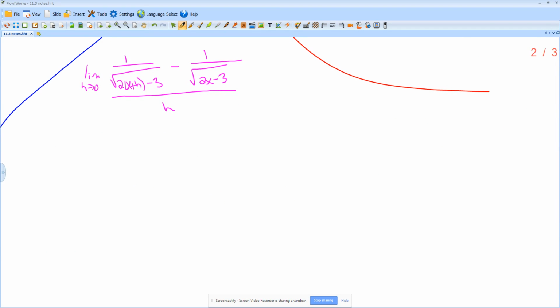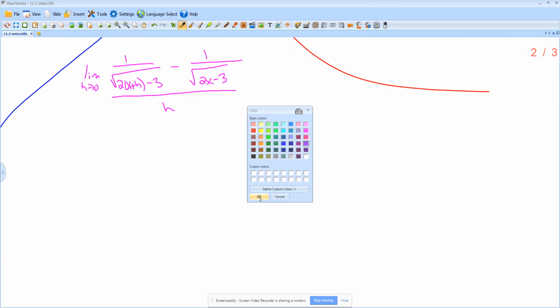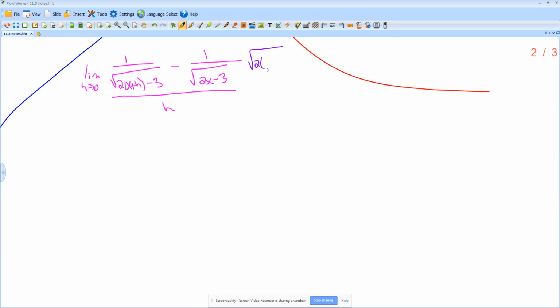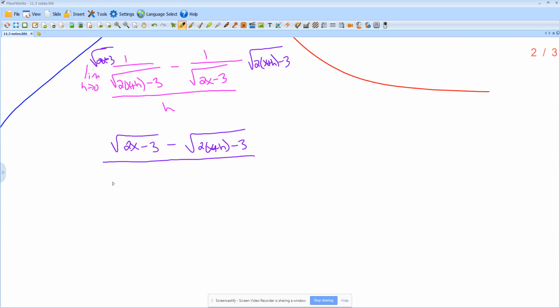Okay, so now that I have that written down, I'm just going to use all my space over here. When I'm looking at this, the first thing I'm thinking is I need to get a common denominator so I can combine these fractions. So I will multiply by square root of 2(x plus h) minus 3 and square root of 2x minus 3. So that gives me square root of 2x minus 3 minus square root of 2(x plus h) minus 3, over square root of 2(x plus h) minus 3 times square root of 2x minus 3, all over h.